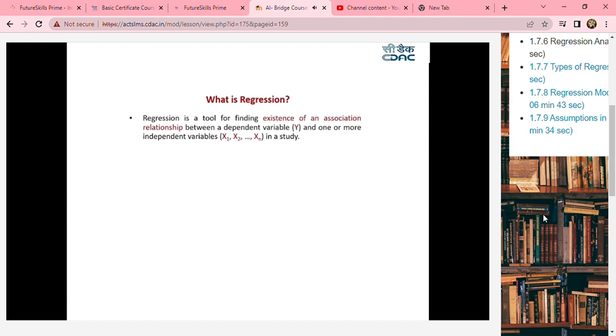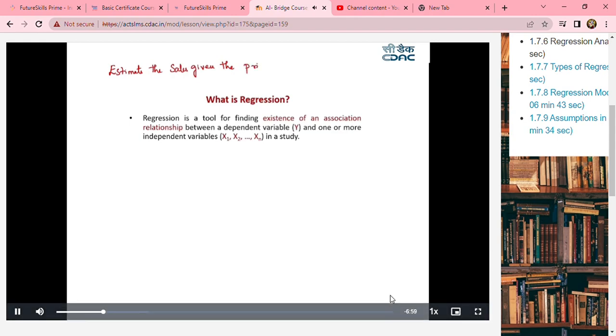Now, before going into this, let us understand what a dependent and an independent variable are. Let us take one example. I'll be taking the same example of sales and price. Now, my problem statement is to estimate the sales given the price of the product.